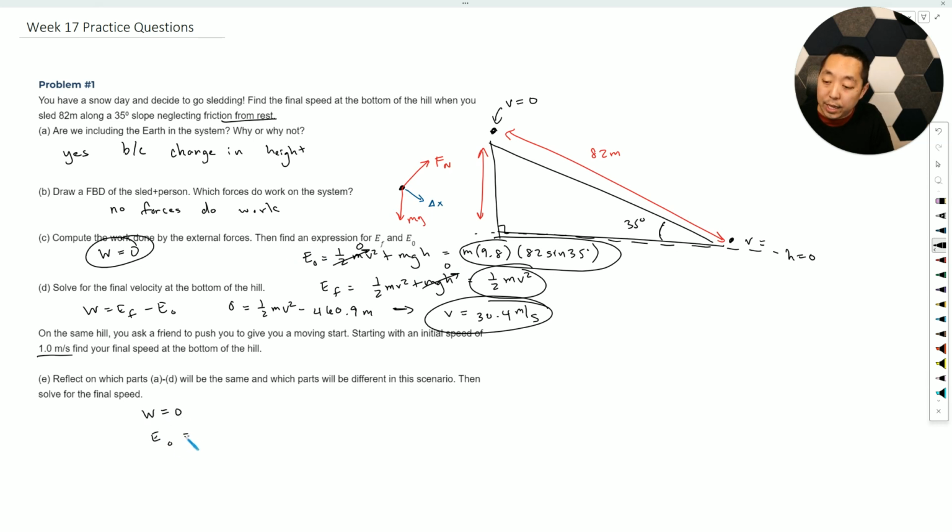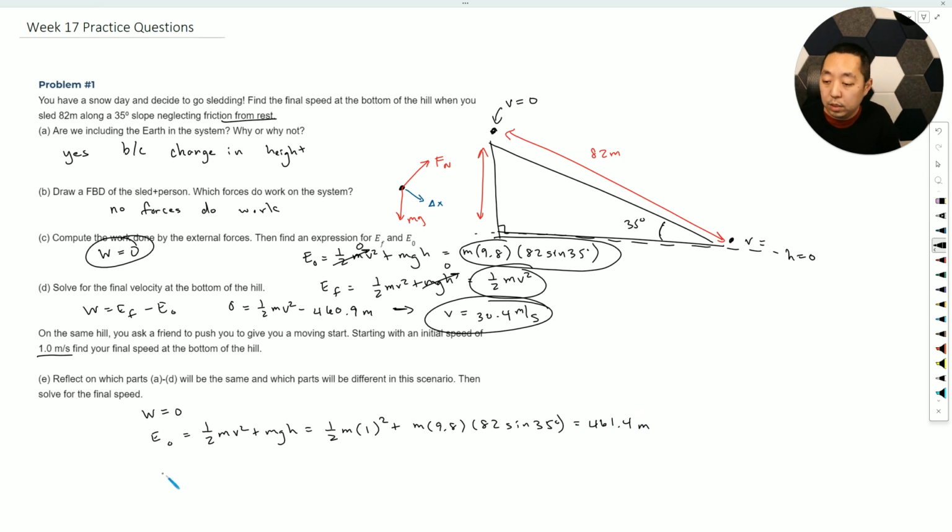The initial energy now has some kinetic energy. This part's not 0 anymore. So this is going to be 1/2 m times 1 squared plus m times 9.8 times 82 sine 35 degrees. And that's going to give you, let me just double check, 9.8 times 82 sine 35 degrees, and then we're going to add in 0.5. Okay, so that's going to be 461.4 m.